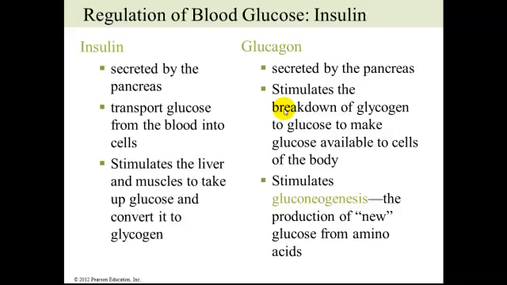So if there's low blood glucose, the glucagon will take the glycogen that's in storage and will help that get broken down into glucose so the glucose can be put in to bring blood levels back up. In addition, it can stimulate something called gluconeogenesis. Genesis is the creation of, neo means new, and glucose. So the creation of new glucose.